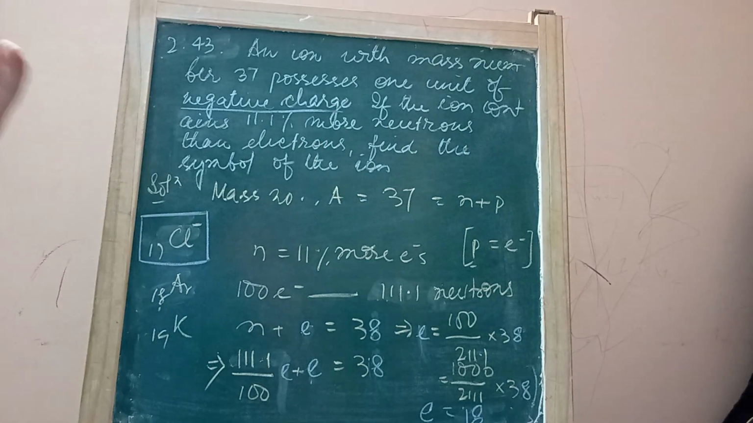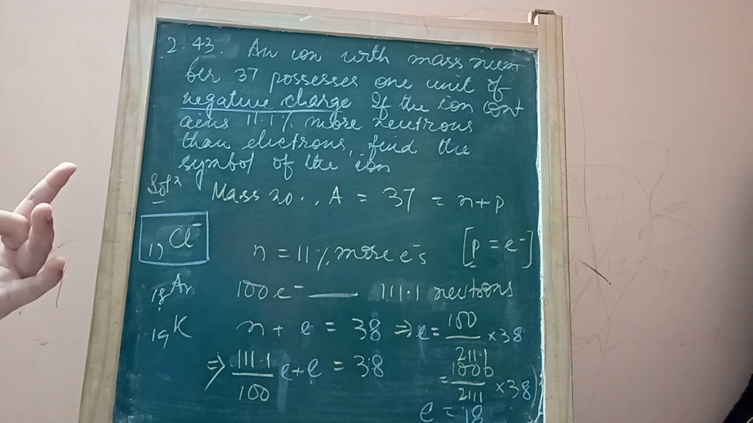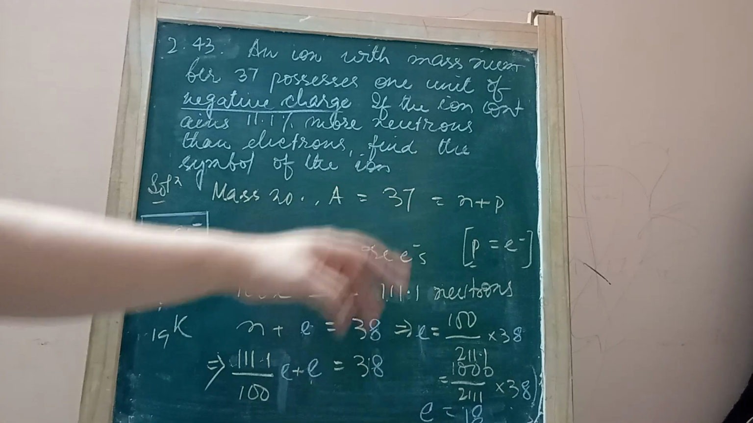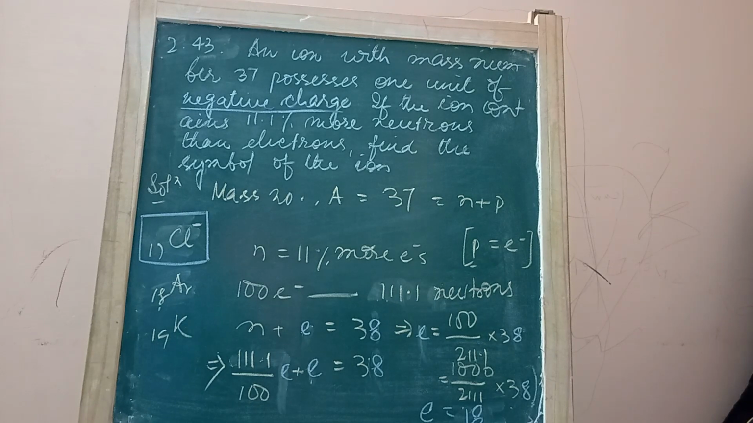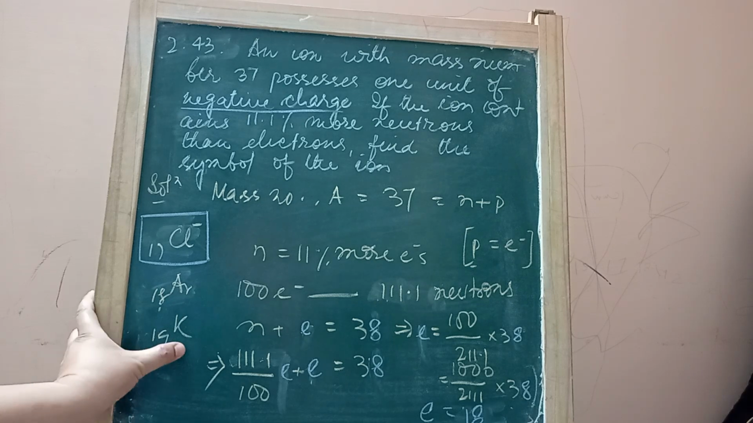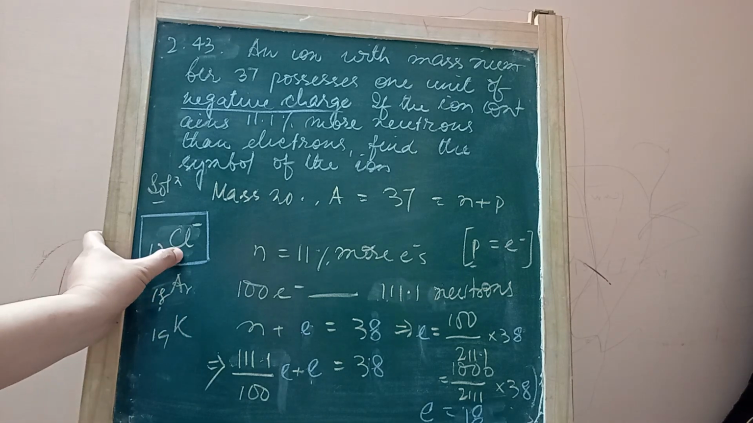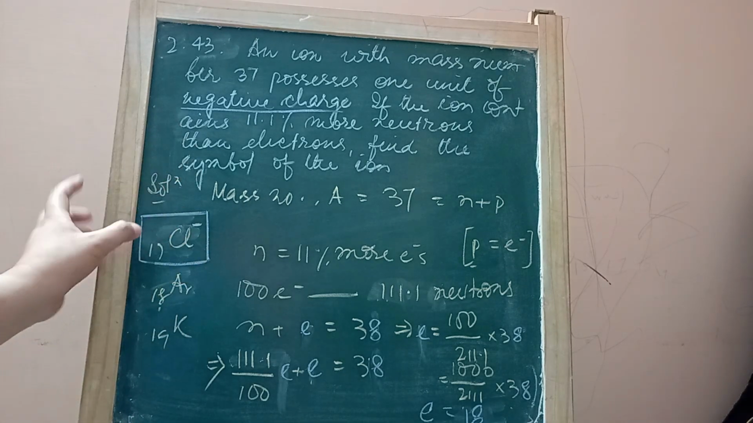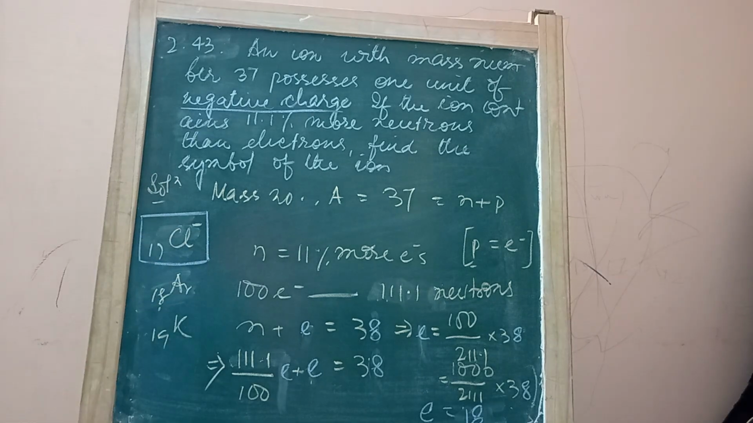Okay, by just looking at the question, you can predict what ion it might be, because mass number is generally twice the atomic number. So half of it is how much? It's 18 point something. So if the atomic number is 18, then it's argon. If it is 19, it's potassium. And if it is 17, it's chlorine. So the answer will be either chlorine, argon, or potassium.